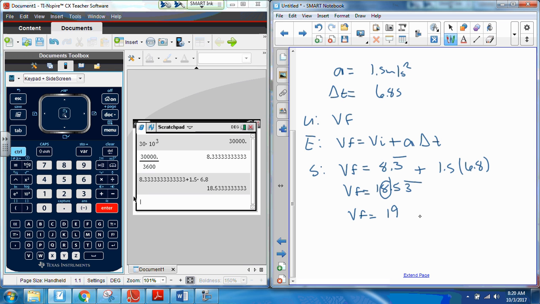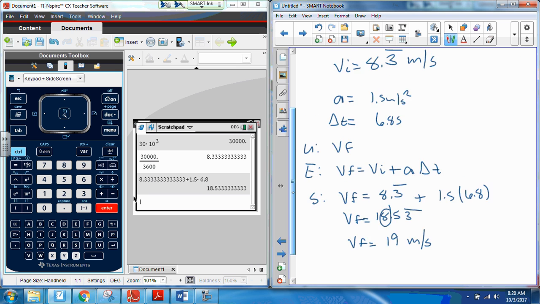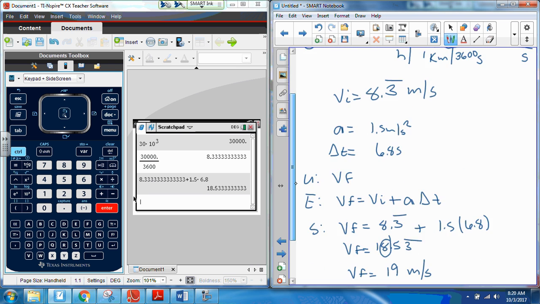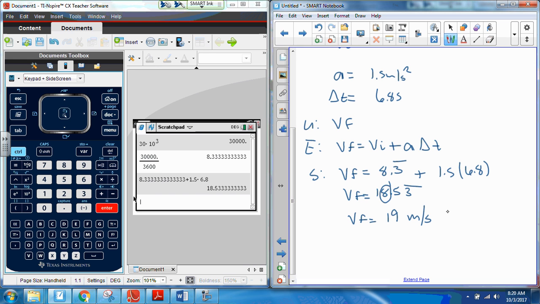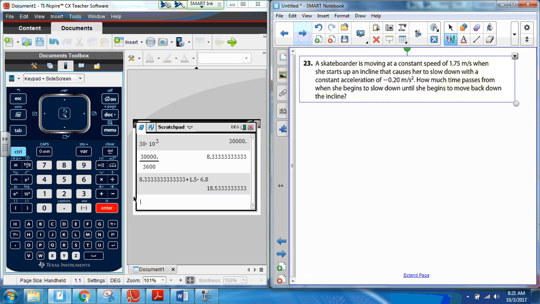What unit goes on velocity? Meters per second. And what direction is going to go on it? East, because they told us the positive direction is east. E for east. Okay? Do not forget to put your units and your directions.